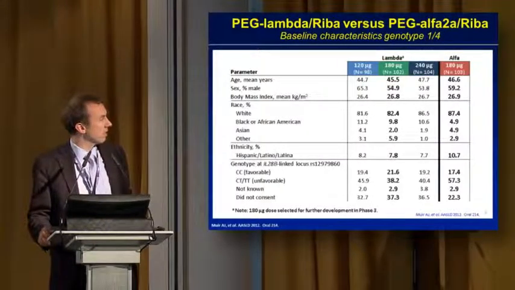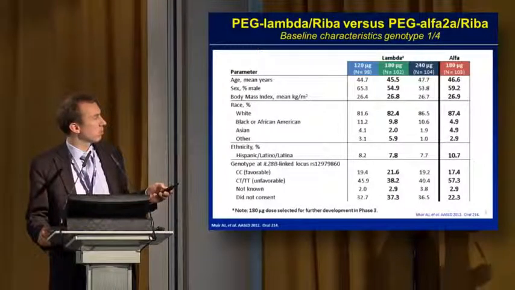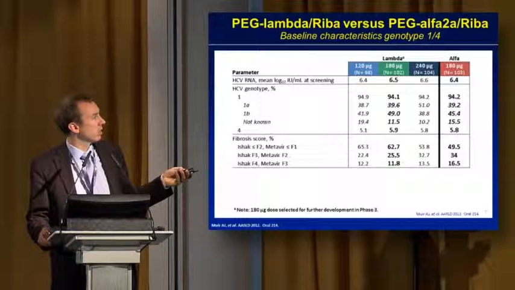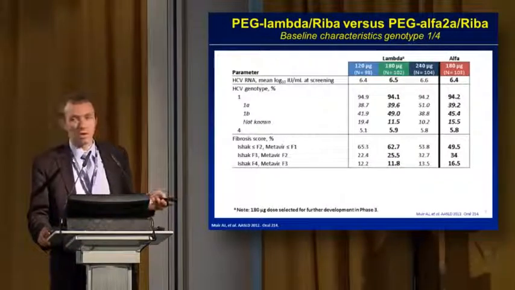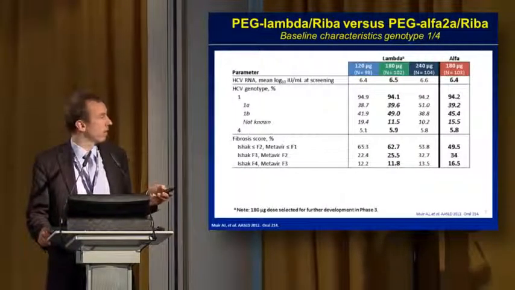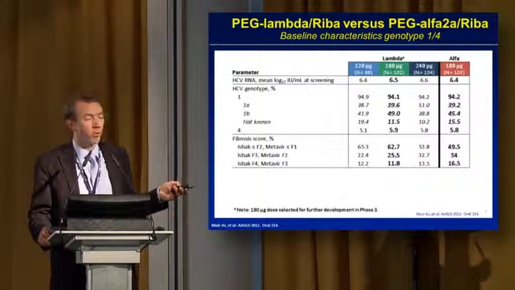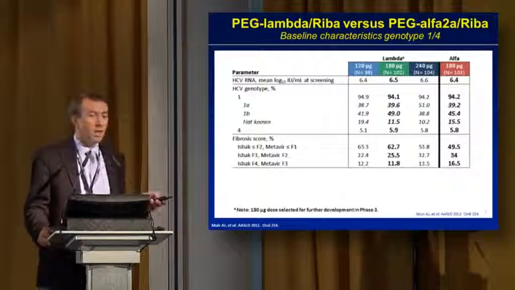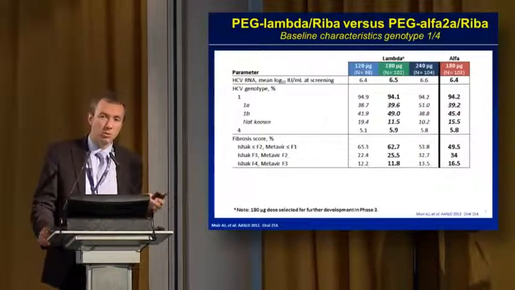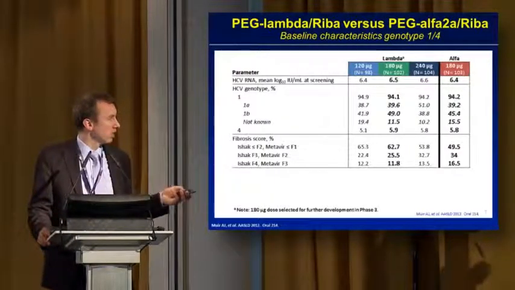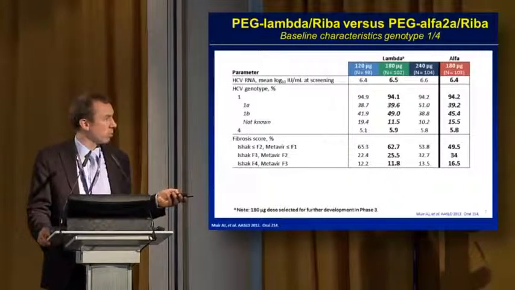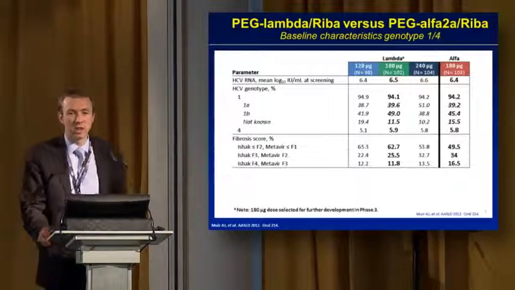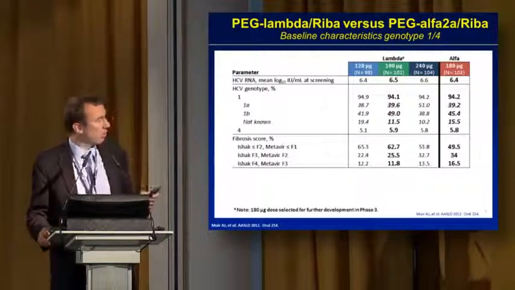And on the next slide, then you can see the vast majority. Next slide, please. The vast majority, 94%, got infected with genotype 1, while only a small proportion, 5 to 6%, had genotype 4 infection. Patients with liver cirrhosis were excluded in that phase 2 study, but you can see there is a significant proportion of patients with advanced fibrosis, metavir fibrosis stage 3. So let's have a look on the efficacy.